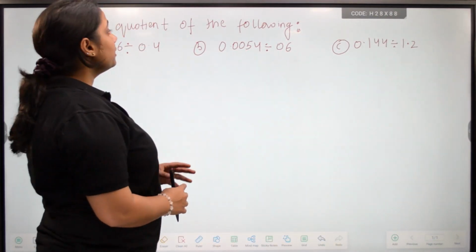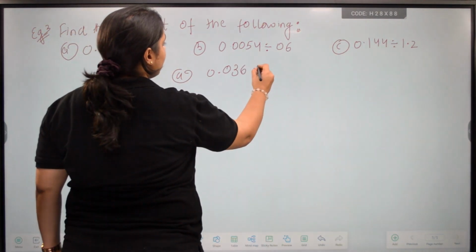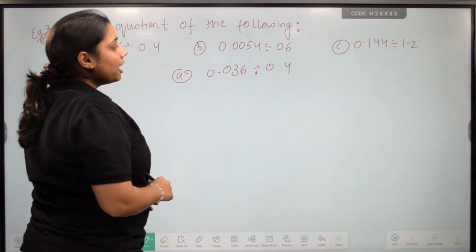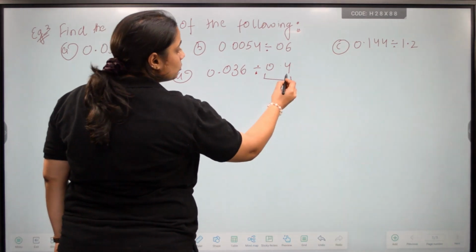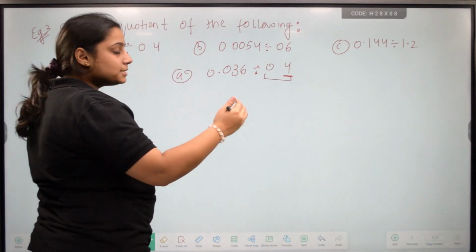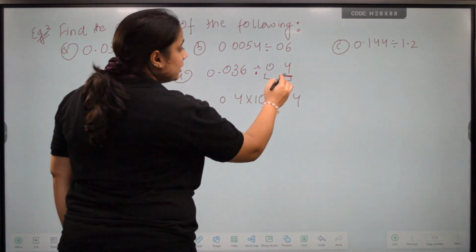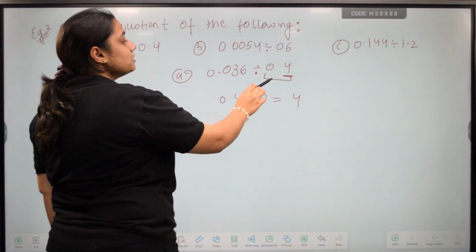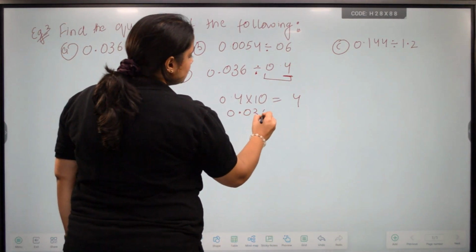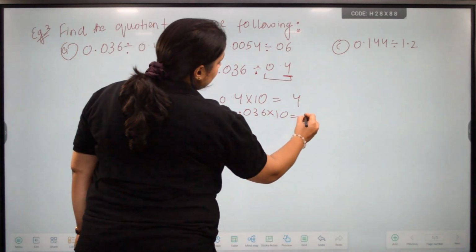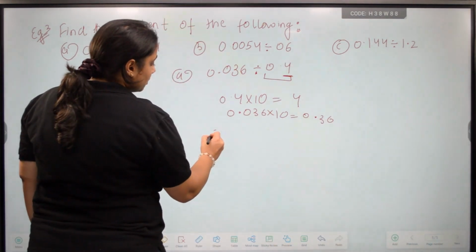Example 3. Find the quotient of the following. Part A, 0.036 divided by 0.4. Firstly, we need to convert this divisor into a whole number. So it has one decimal place, so we'll multiply it by 10. So we'll get 4 here. If we multiply something in the divisor, we need to multiply the same number with the dividend also. So 0.036 into 10 will become 0.36.